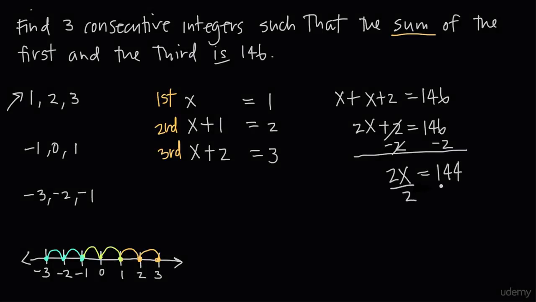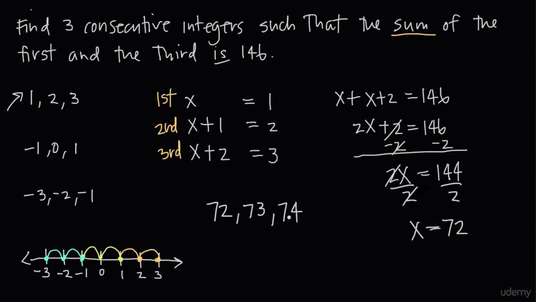Dividing both sides by 2, we'll get the 2's to cancel over here, leaving us with just x is equal to 72. Now that we know that x is equal to 72, remember we said our first term was x, so we can say that our first term is going to be 72. Our second term is x plus 1, or 72 plus 1, which is 73. And then our third term is 72 plus 2, or 74. So we can say our third term is 74.